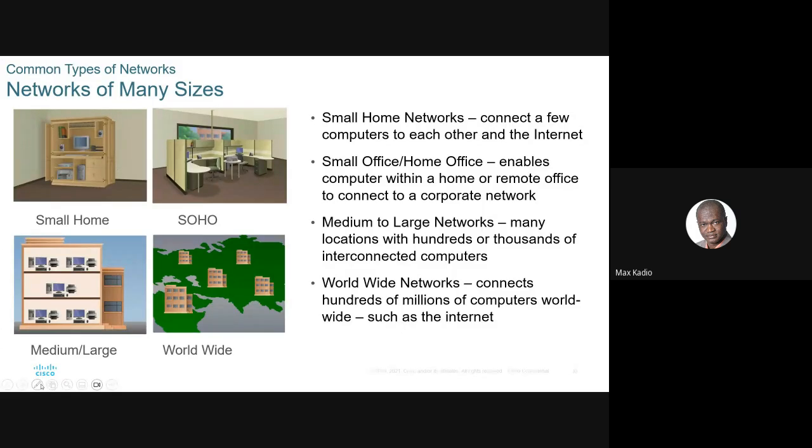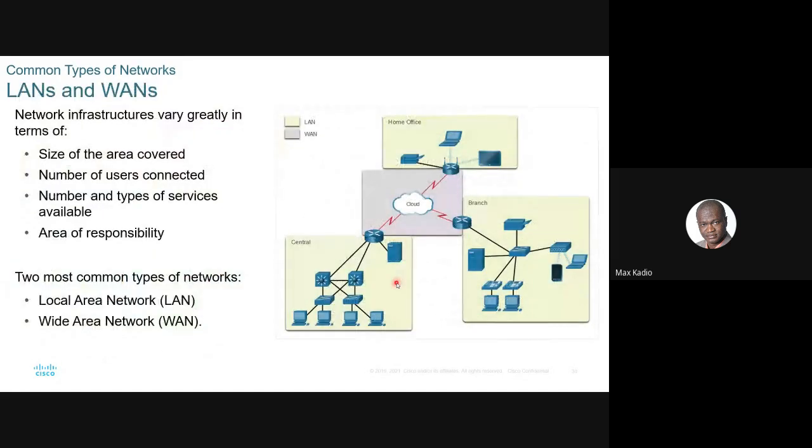So if you have a very, very small network, we call it a small home network. A LAN in a company, if it's general, we call it a WAN. So we have some explanation for all of them.